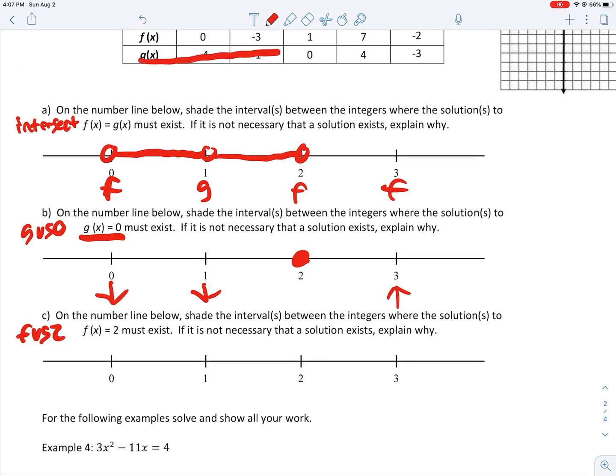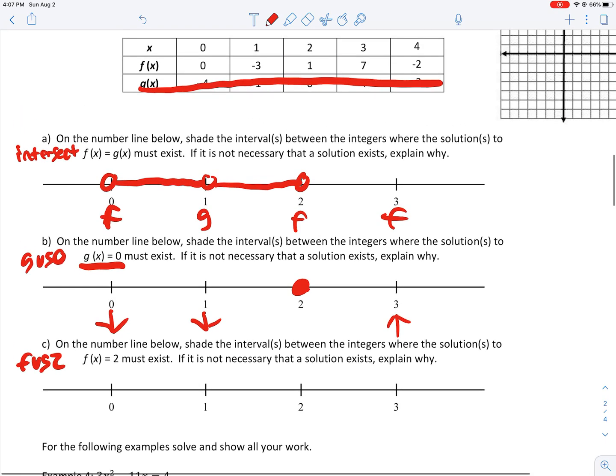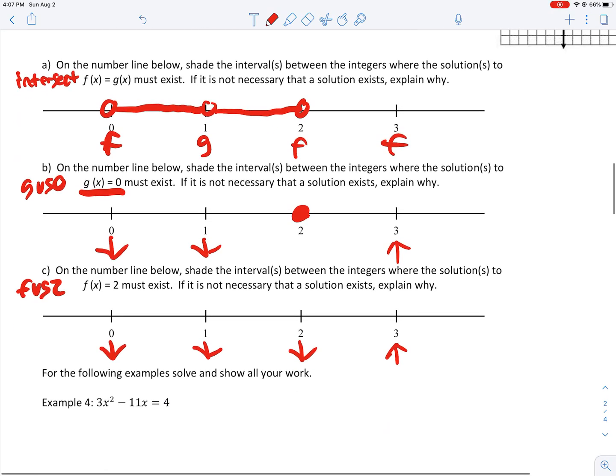Okay, now I'm going to compare f versus 2. So I'm going to ignore g, and I'm going to look at f. So at 0, it's at 0. That's below 2. At 1, it's at negative 3. That's below 2. At 2, it's at 1. That's below 2. At 3, it's a 7. That's above. So that means you had to cross 2. If you were below it and now you're above it, you had to cross it because it's continuous.